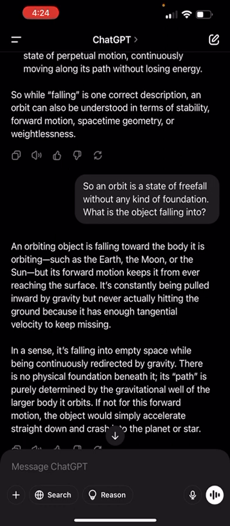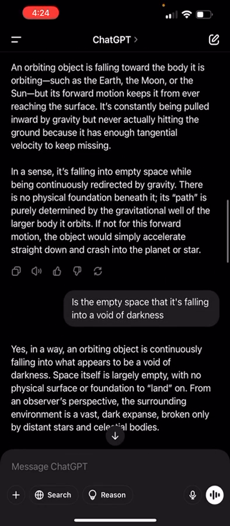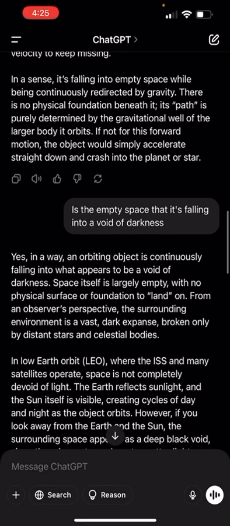And I said, so an orbit is a state of free fall without any kind of foundation. What is the object falling into? An orbiting object is falling toward the body it is orbiting. In a sense, it's falling into empty space while being continuously redirected by gravity. There is no physical foundation beneath it. Its path is purely determined by the gravitational well of the larger body it orbits.